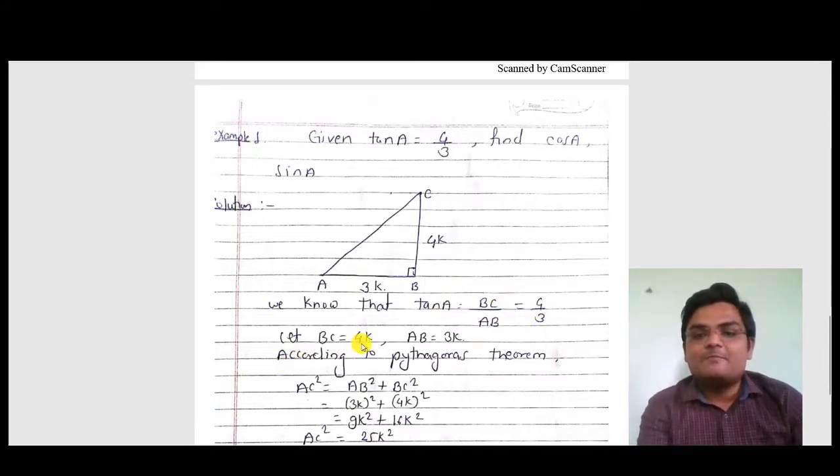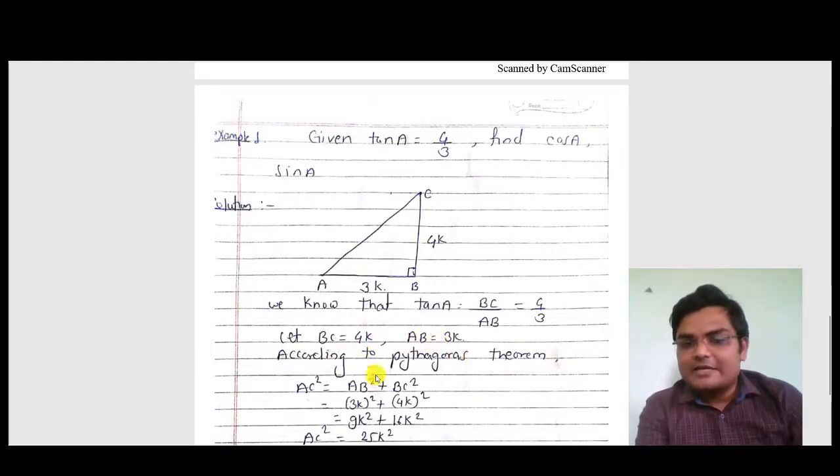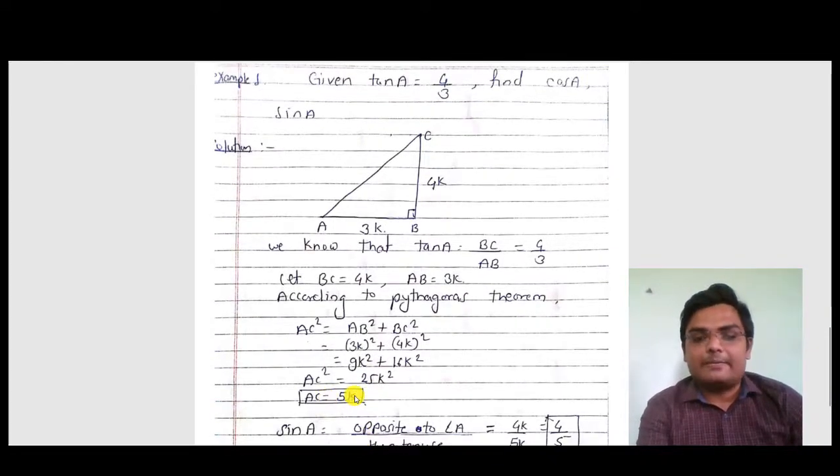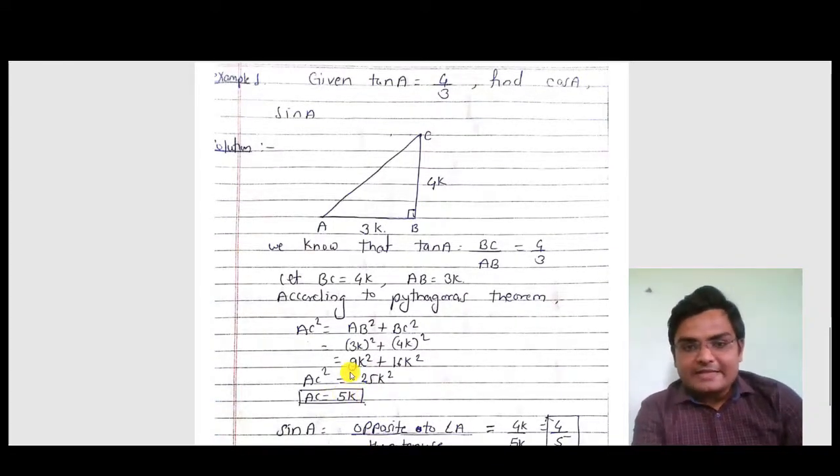Let BC be 4K and AB be 3K. So according to the Pythagoras theorem, AC square is equal to AB square plus BC square. 3K square plus 4K square, that is 9K square plus 16K square. 16 plus 9 is 25K square, and we will get AC as 5K.